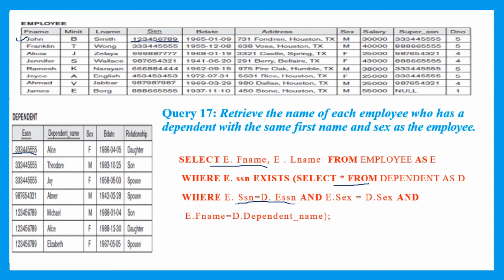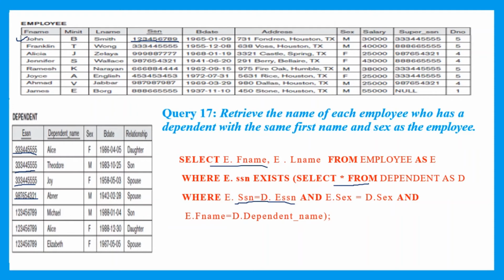Again the innermost query will fetch the second row of the ESSN. Again 123456789 is compared with 333445555. Again it is not matched. Again the innermost query is going to fetch the third row of the ESSN number. Then it is compared with the SSN number. Again it is not matched. Again the dependent table is going to fetch the next row, and now 123456789 is compared with 987654321. Again it is not matched.